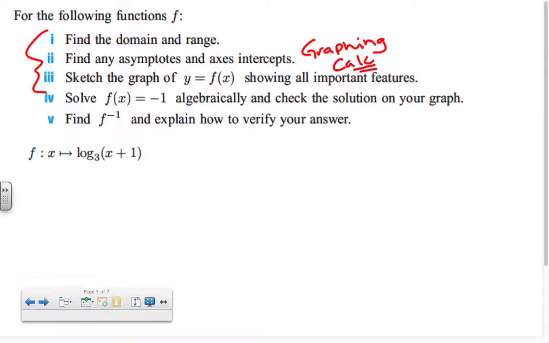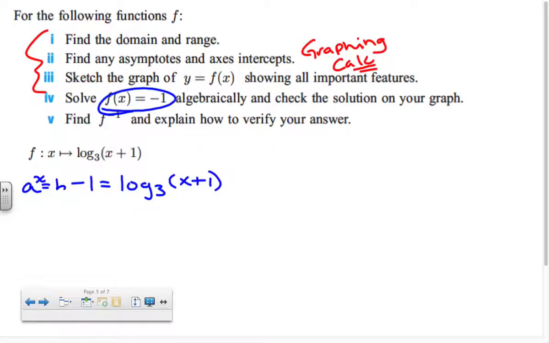So this is asking you to do a couple of different things. Again, this is all solving and manipulating log problems. So what I want to do here is this first one says if f of x equals -1, we're going to go -1 equals log base 3 of x plus 1. All right, I'm going to use this rule, a to the x equals b. So 3 to the -1 equals x plus 1. So this is 1/3 equals x plus 1, minus 1 from both sides, and I have x equals -2/3.